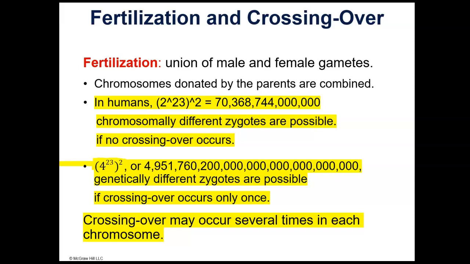But if we just have one crossing over event, just once, that increases this number from 70 trillion to whatever this is, because I don't know what this number even is. I wouldn't know how to say it. This is million, billion, trillion. I don't even know the rest of them. You know, zillion, gazillion, I don't know. It's a huge number.